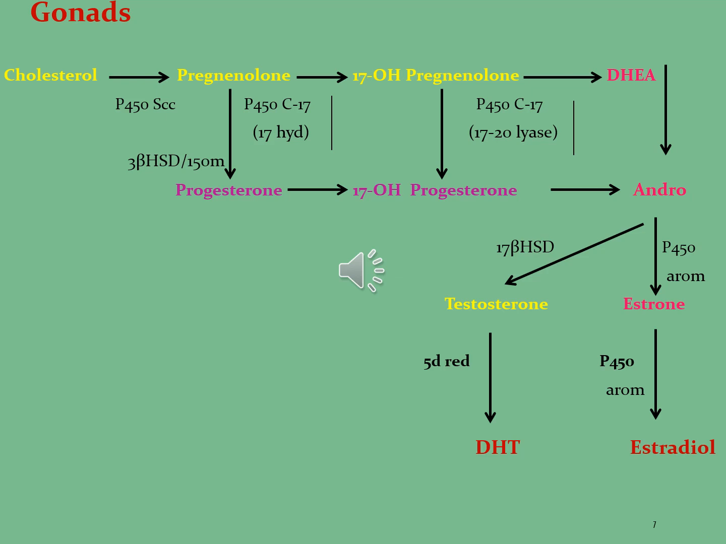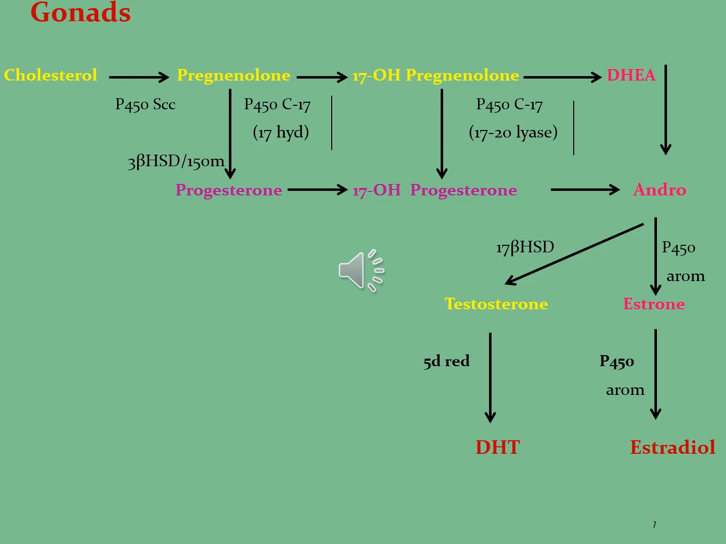The 17-hydroxypregnenolone is further converted into DHEA, that is dehydroepiandrosterone, by the effect of enzyme 17,20 lyase. The DHEA is changed into androsterone by the effect of enzyme 17,20 lyase.